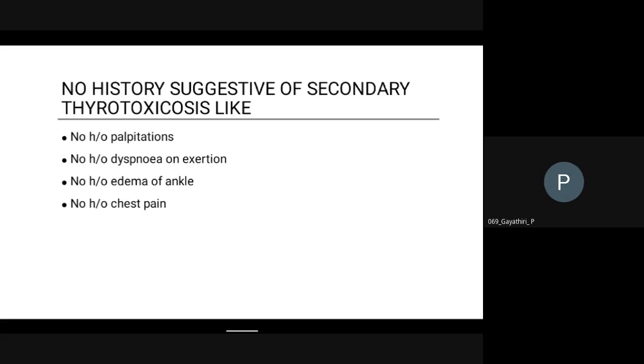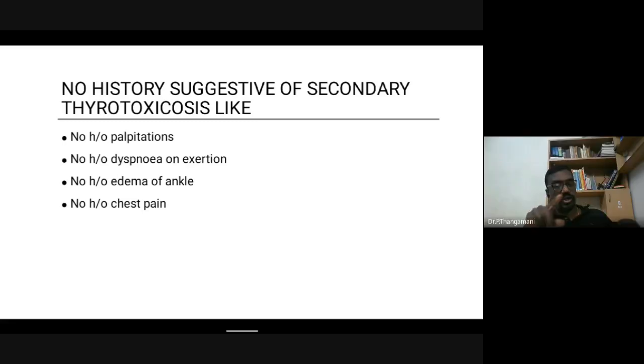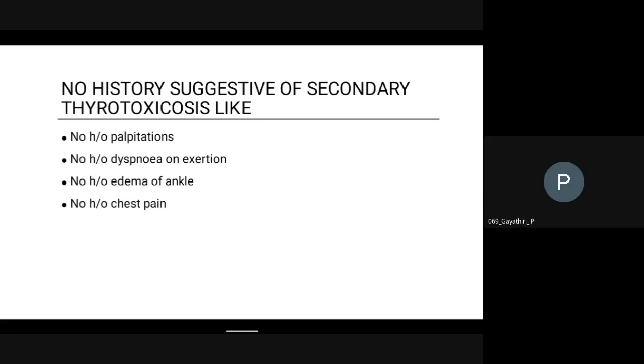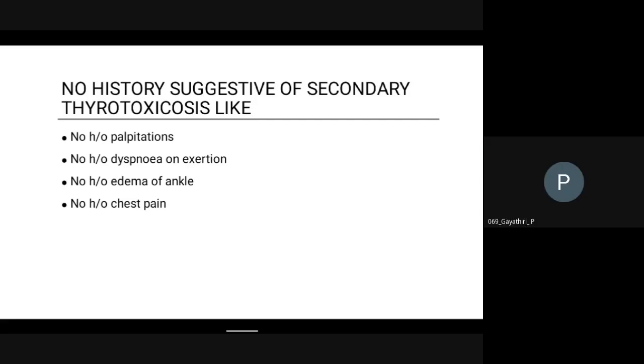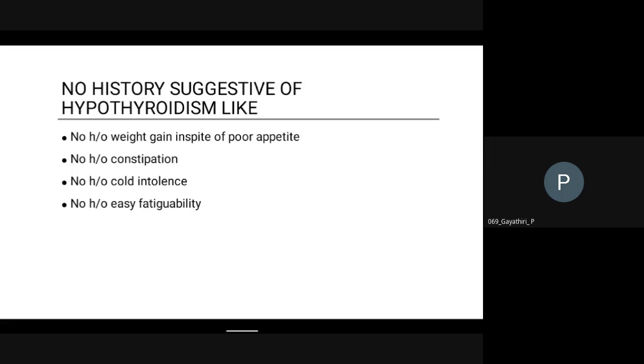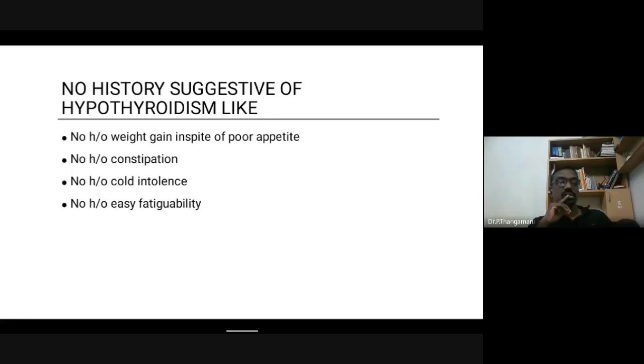No history suggestive of secondary hyperthyrotoxicosis, like no history of palpitation, no history of dyspnea on exertion, no history of edema of the ankle, no history of chest pain.